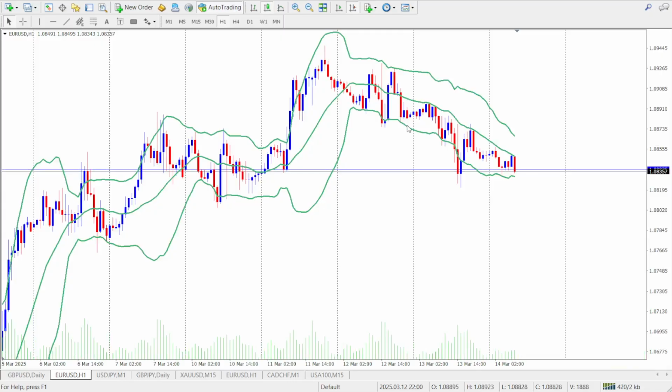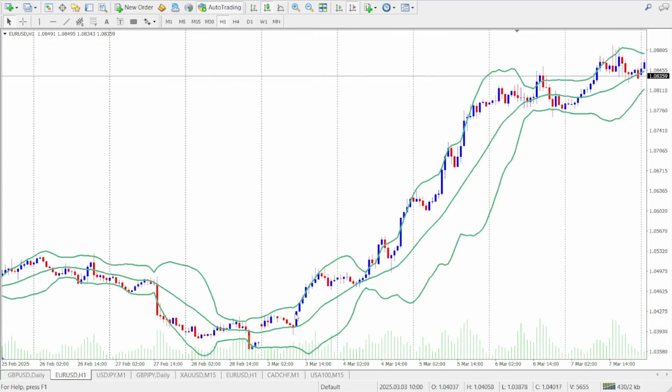But here's the problem with traditional Bollinger Bands. Sometimes price hits the bands and just keeps going. You can see what happened here. Price hits the band and it kept on going up, kept on hitting it and going up. So that's where the double Bollinger Band strategy comes in to filter out weak signals and confirm stronger trends.